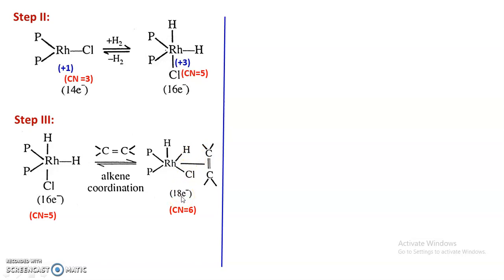So here one molecule of alkene gets coordinated, and this alkene coordination results in the formation of 6 coordinate 18 electron, I will say here, activated intermediate of alkene complex. This is the intermediate, and the coordination number of rhodium here is 6. So coordination number increases from 5 to 6. This is step number 3.